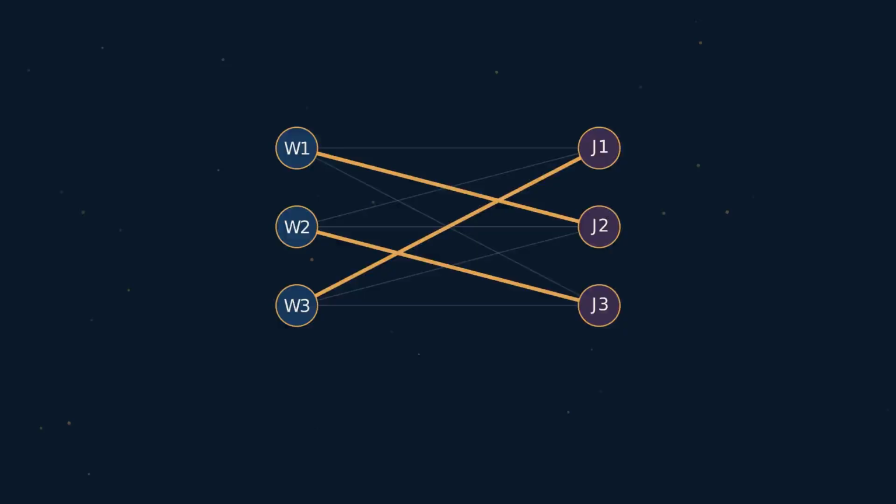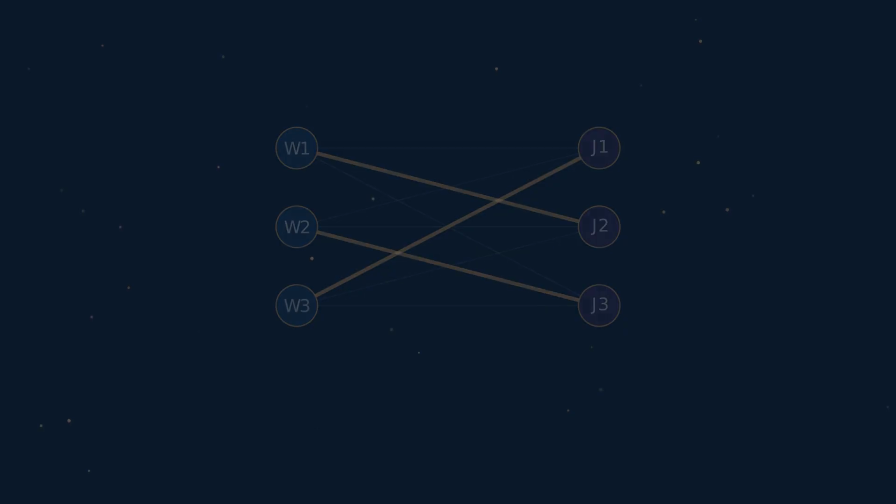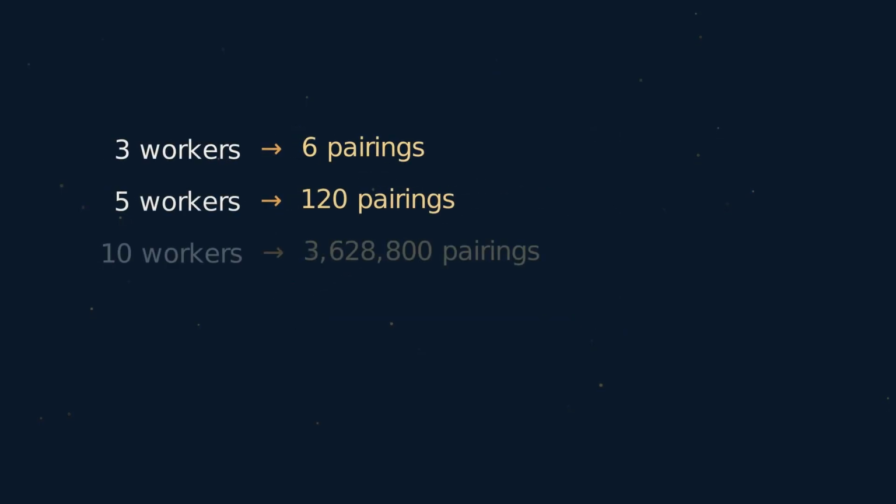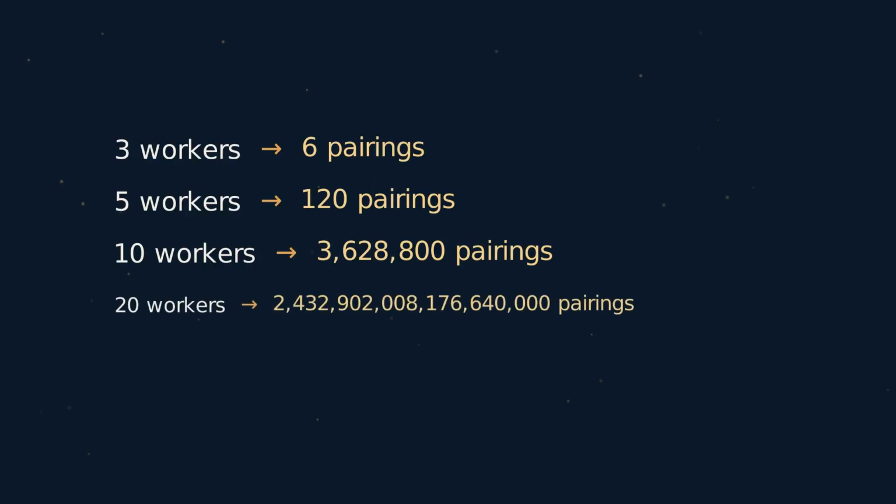So which pairing is cheapest? Try to answer that by listing every possibility, and you walk straight into a wall. 3 workers give 6 arrangements. 5 give 120. 10 give over 3 million. And 20 workers give more than 2 billion. Checking them one by one is hopeless.